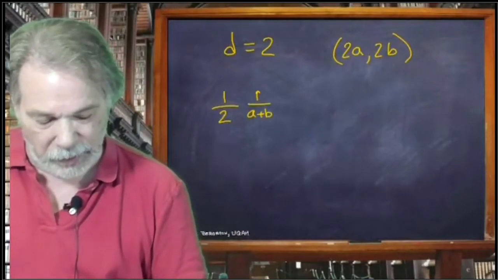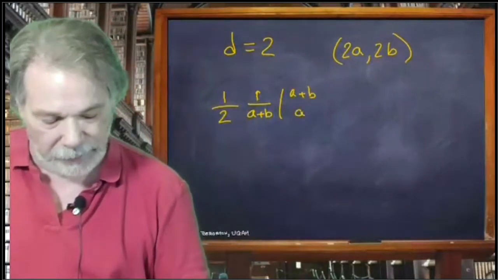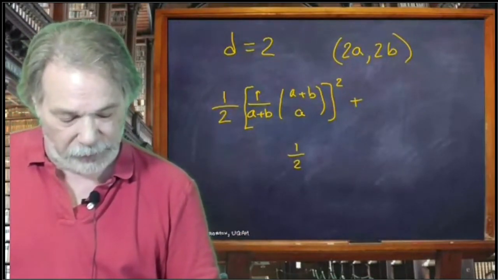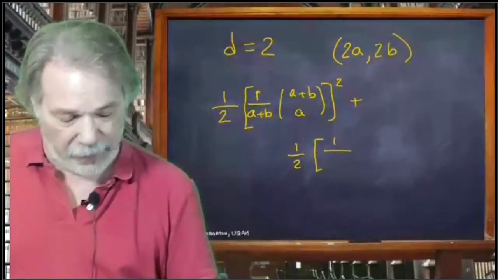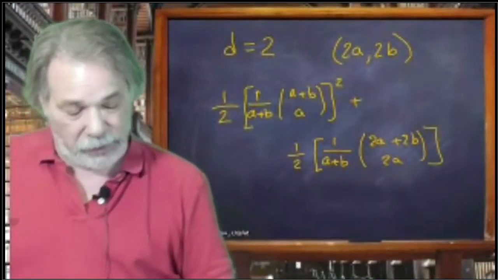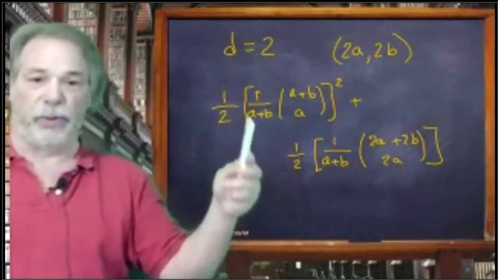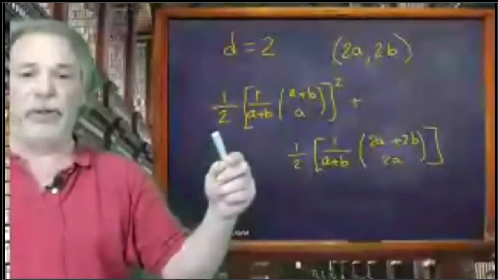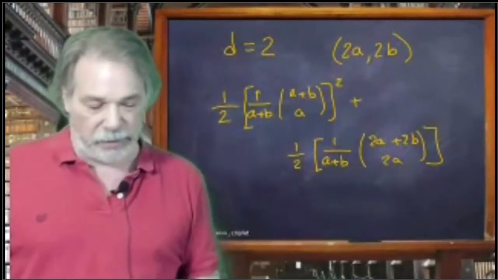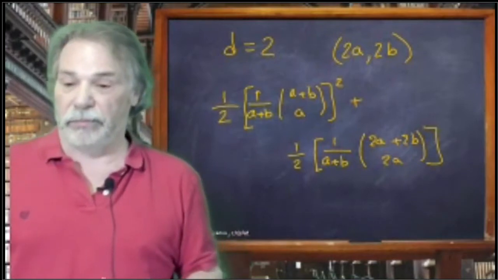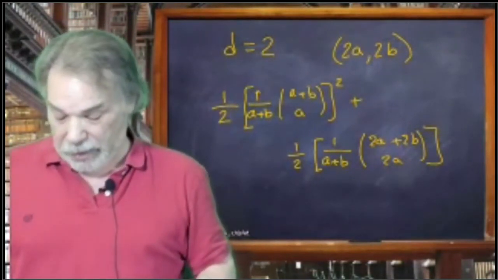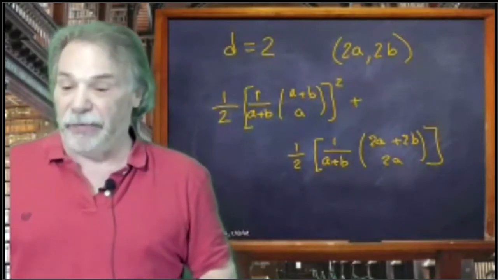1 over a plus b times (a plus b choose a), all of this squared, plus 1/2 of 1 over a plus b times (2a plus 2b choose 2a). So that's what the formula comes down to when D equals 2. When D equals 3, you'll have 3 terms like this, and for 4, you'll have 5 terms like this, etc. And the proof is not totally easy. So that's the Bizley formula.